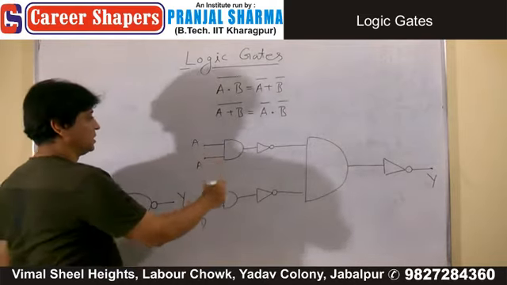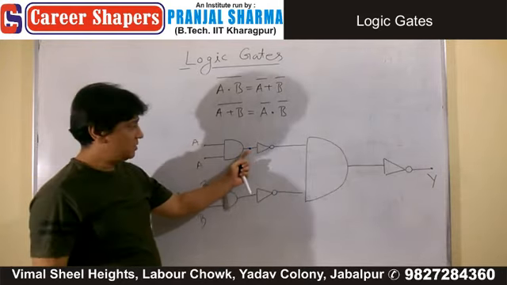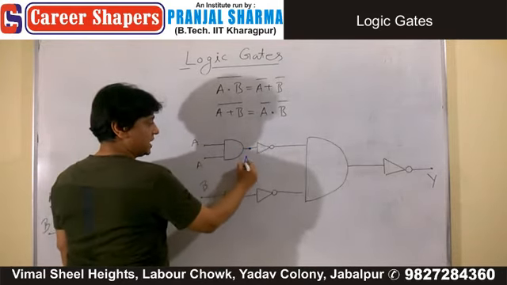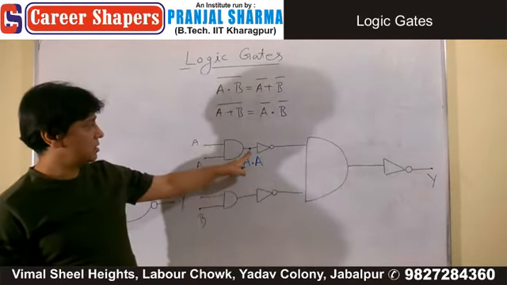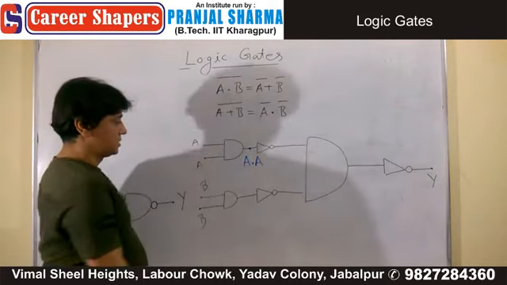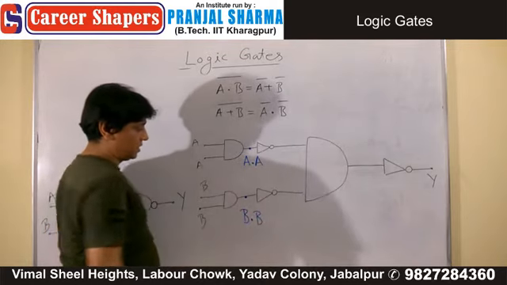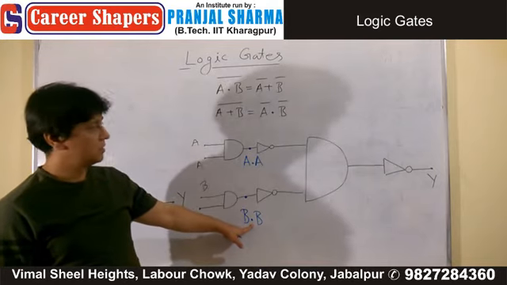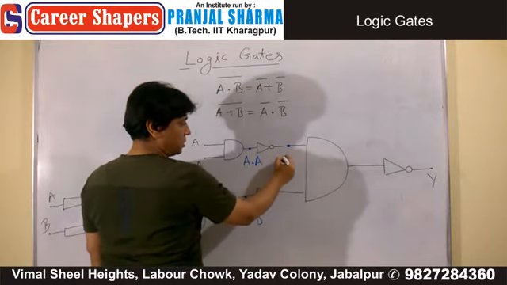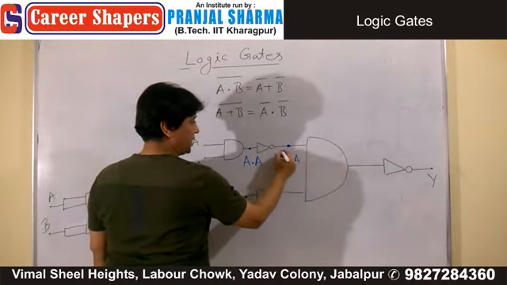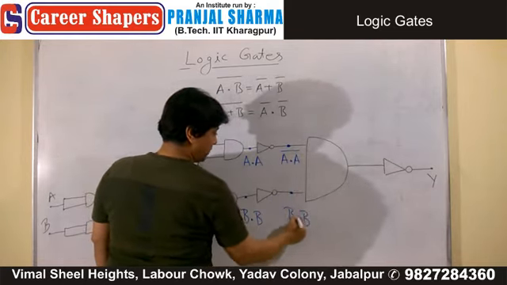So, once your command reaches this place, it becomes A dot A. This becomes B dot B. The moment you cross the not, it becomes A dot A not. It becomes B dot B not.